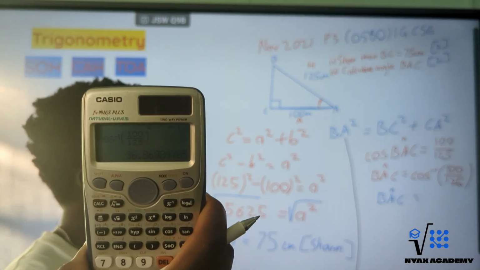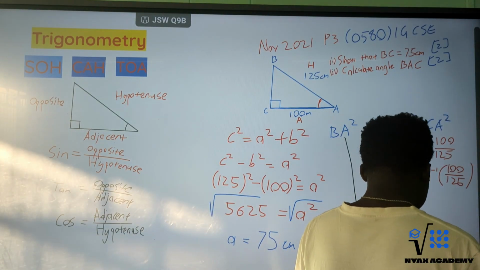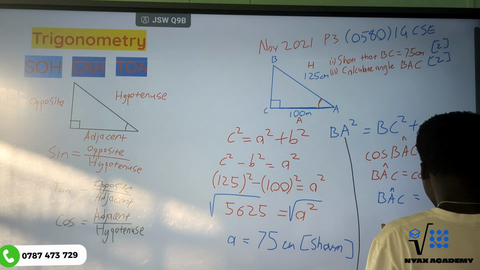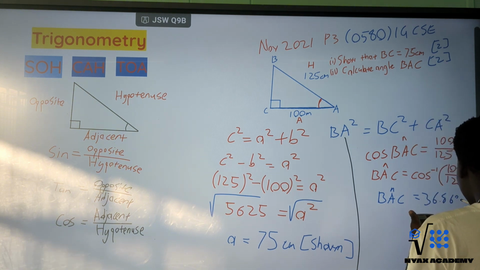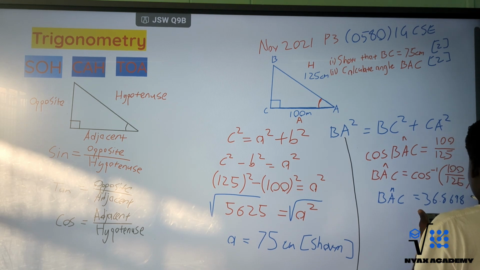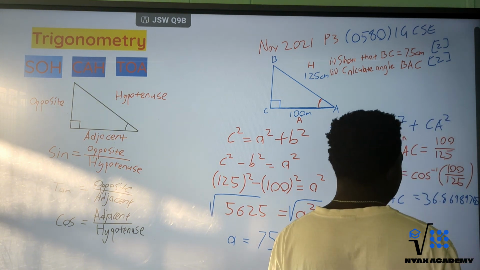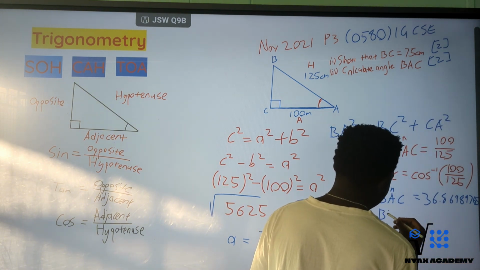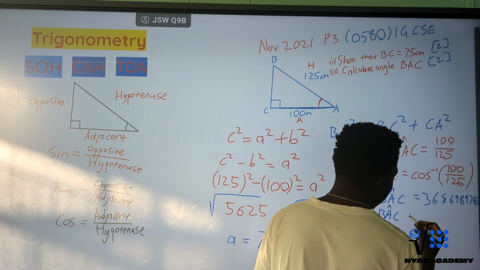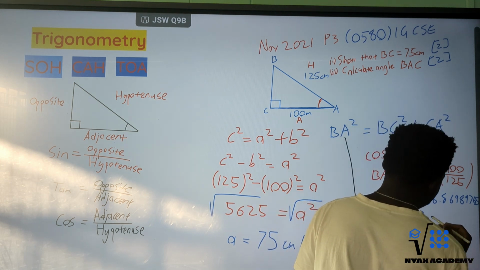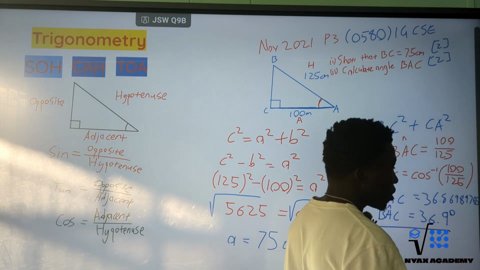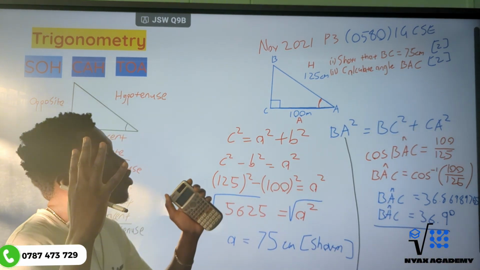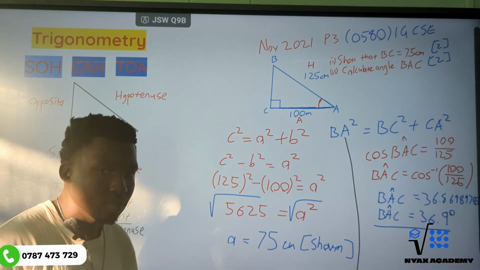36.89 degrees. So let's fully write that: 36.8698989765, and let's write it to one decimal place. So angle BAC was 36.9 degrees. Easy, 3, 4 marks questions.